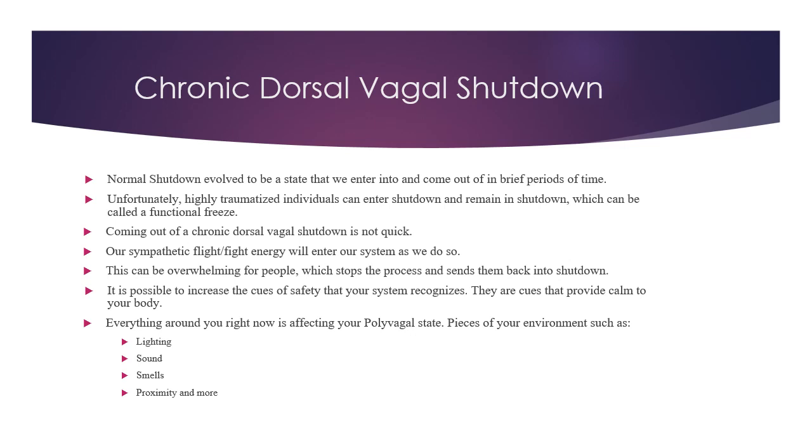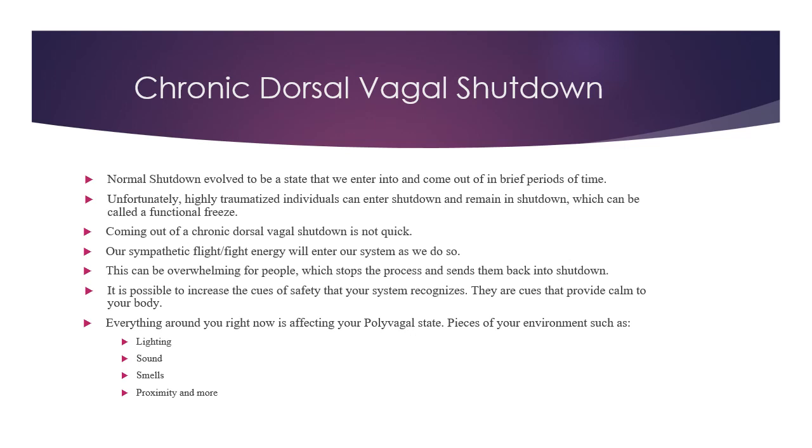So how do we recover from a dorsal vagal shutdown? Coming out of chronic dorsal vagal shutdown is not quick. The client needs to slowly emerge from the shutdown. If done too quickly, our sympathetic fight-flight energy will enter our system as we do so. The return of sympathetic energy can be overwhelming for people, which stops the process and sends them back into shutdown.